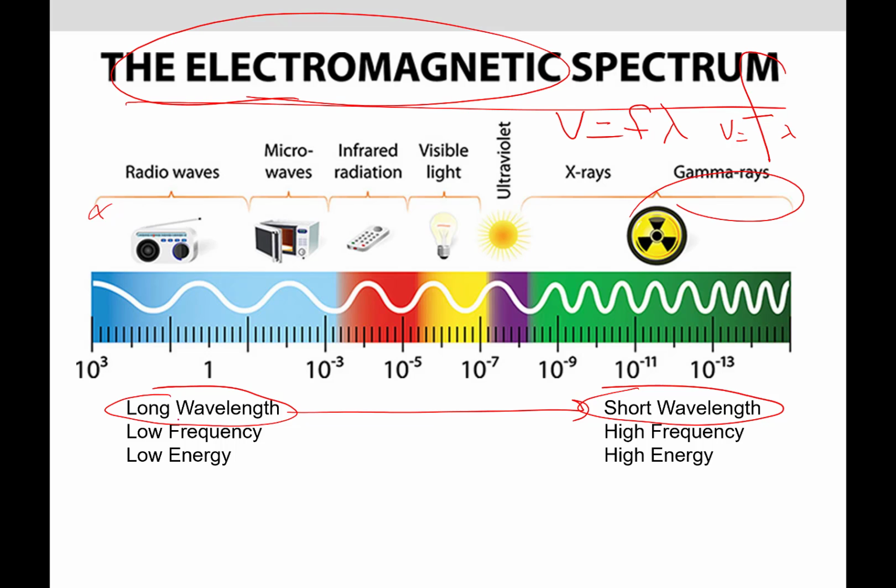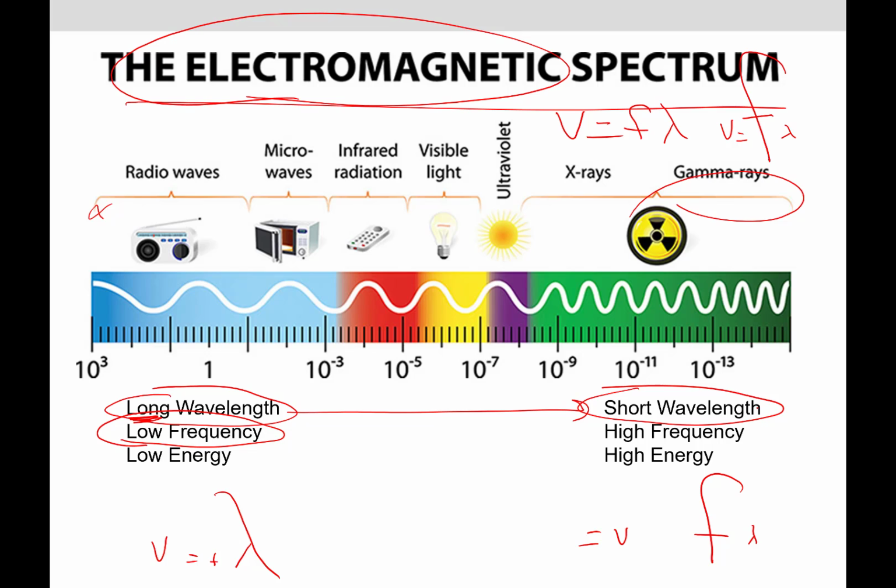So if you have a long wavelength wave, it is going to have a low frequency. So big wavelength, really small frequency, because the velocity of light is constant. You go down to this end, the wavelength is very short, frequency is going to be very big. So that means they're going to vibrate really, really quickly.